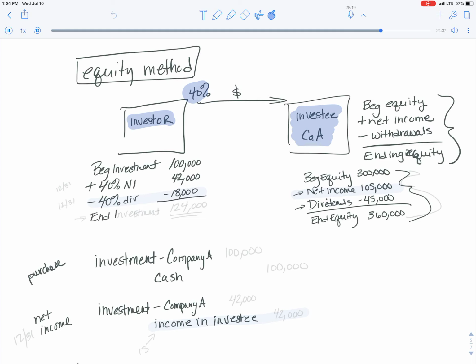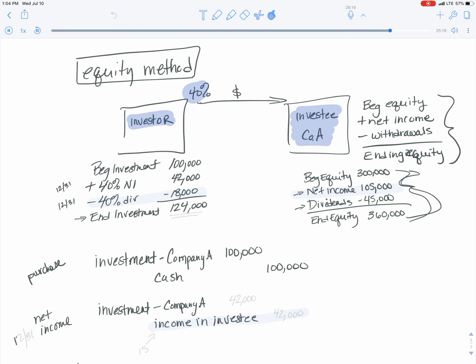So our ending investment is essentially mirroring the equity over here of the big company in our investment account. So our ending investment should be $124,000. And we'll add this into our books at the end of every year. So here's how it works. We're going to purchase investee company A. So we're going to pay $100,000 for this investment. So we're going to put $100,000 in our investment account, which is an asset.